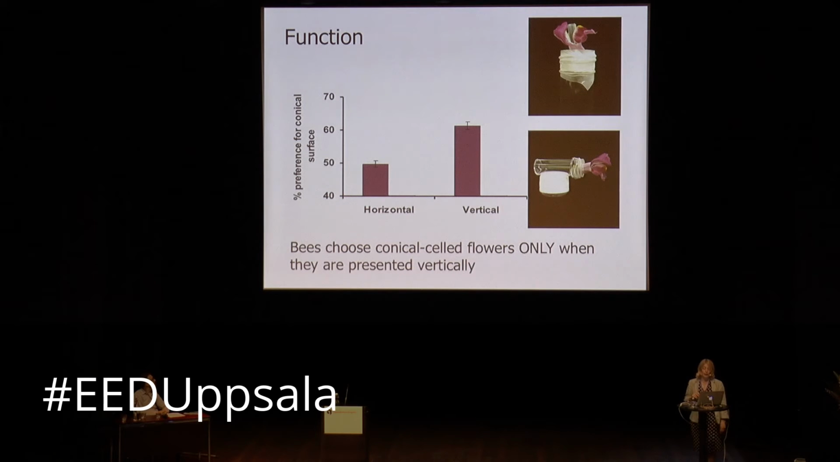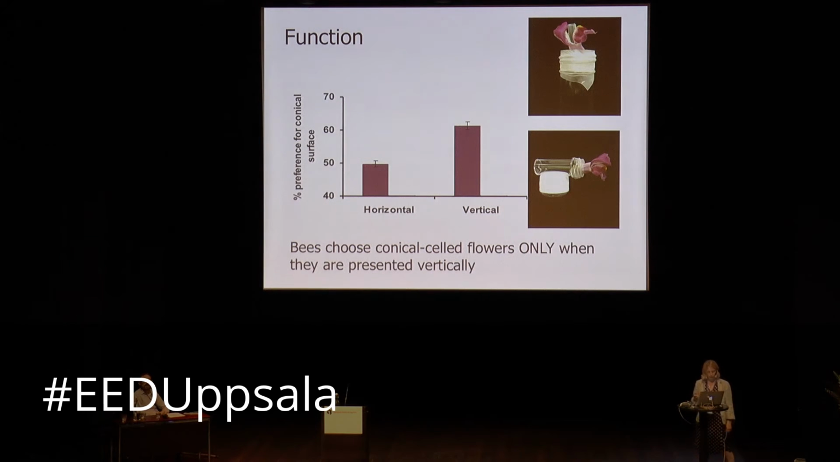Here's the function. The function was quite hard to work out because those conical cells do a lot of jobs. They focus light into the flower, make it look brighter in color. They affect the temperature, they affect the wettability. But the thing that matters to the pollinators is that they affect the grip. They affect how easy it is to get a grip on the petal when you land.